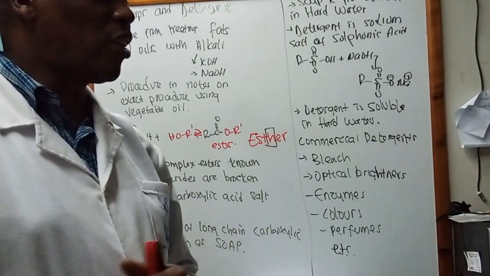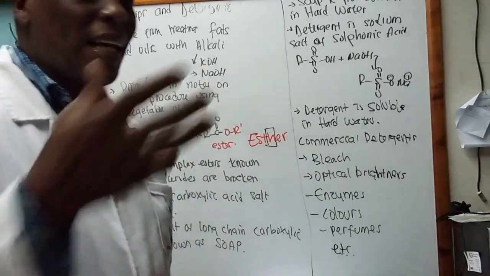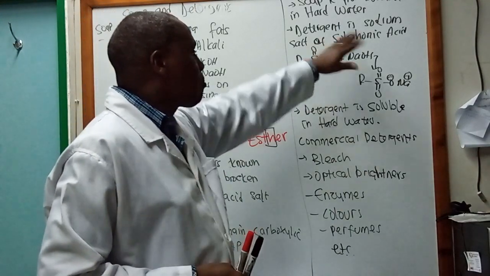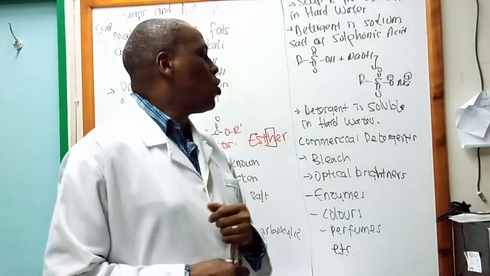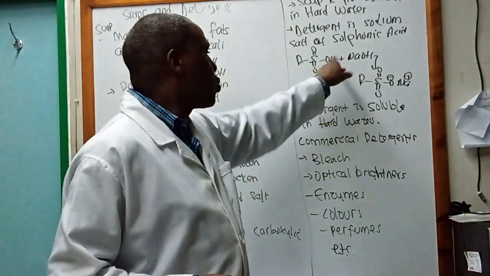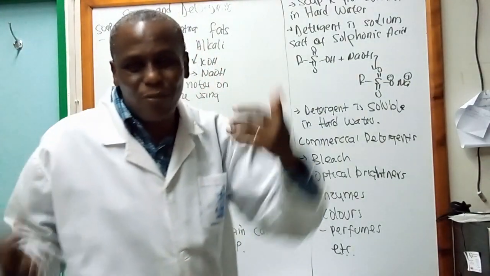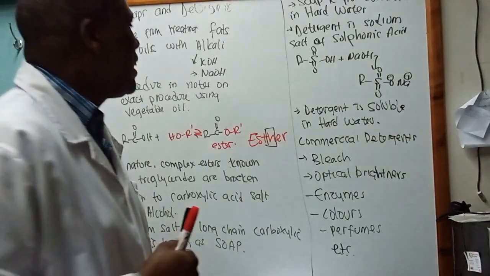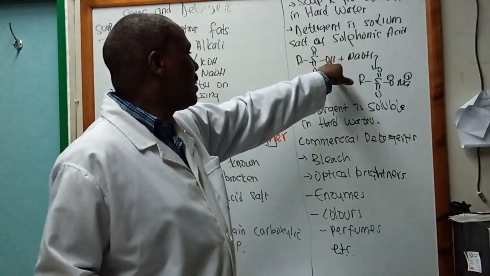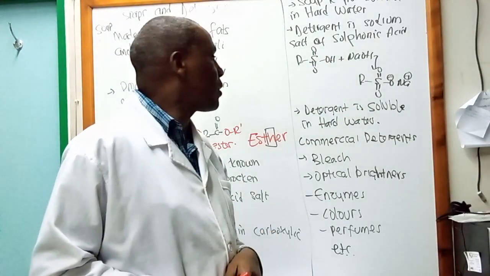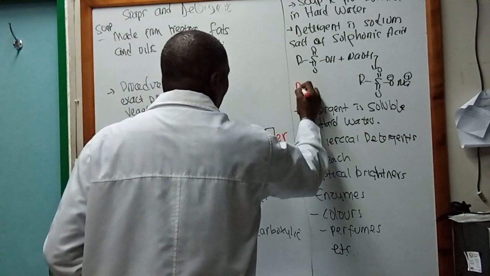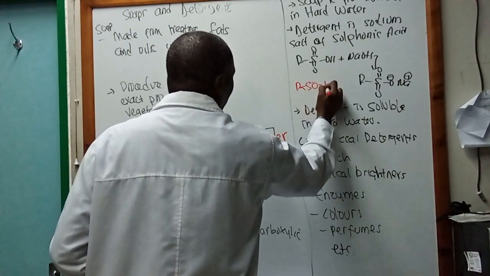So scientists found a way to make a cleansing product which is soluble in hard water. In this case, they had to change the structure from a sodium salt of a carboxylic acid, which is soap, to a sodium salt of sulfonic acid. Sulfonic acid is related to sulfuric acid. For sulfuric acid, the R is replaced with the OH. So in this case, a sulfonic acid, like in this short structure, can be RSO3H.